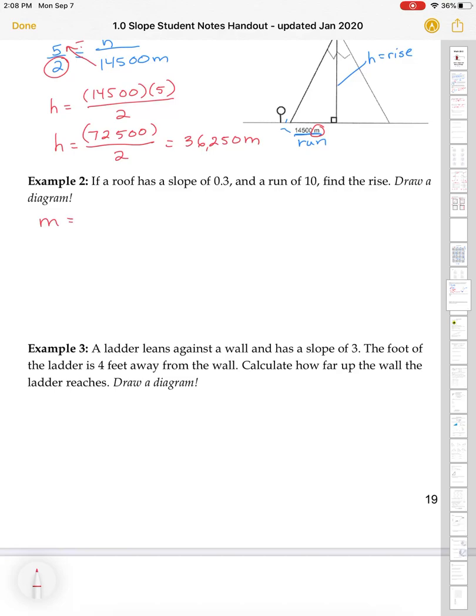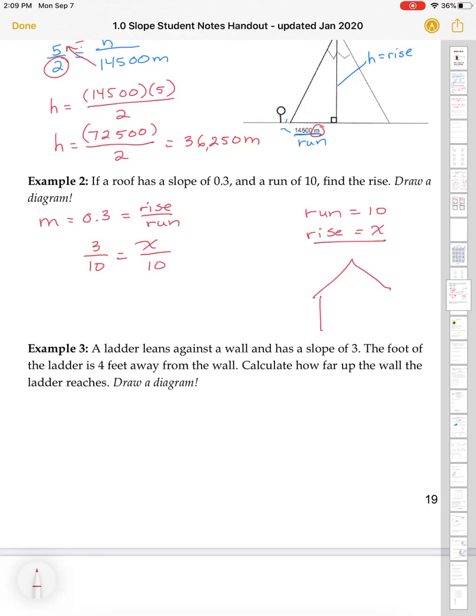If a roof has a slope of 0.3, so slope equals 0.3, which is our rise over run, and our run equals 10, we want to find the rise. So we're going to call that x. Now, we have to rewrite this slope in fraction form, so I can write it as 3 over 10. And check that. Go 3 divided by 10 on your calculator, and you'll get it. And it'll be rise over run. We've said here our rise is x, and our run is 10.